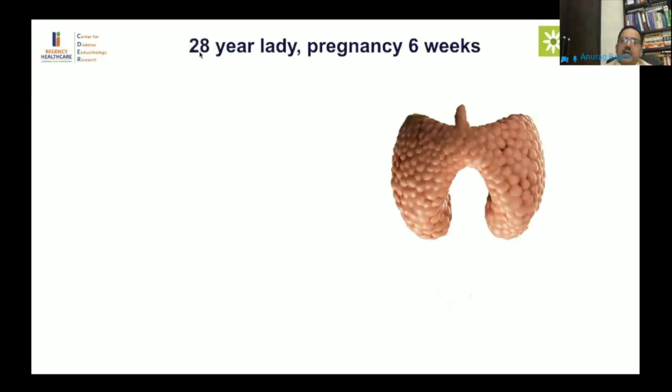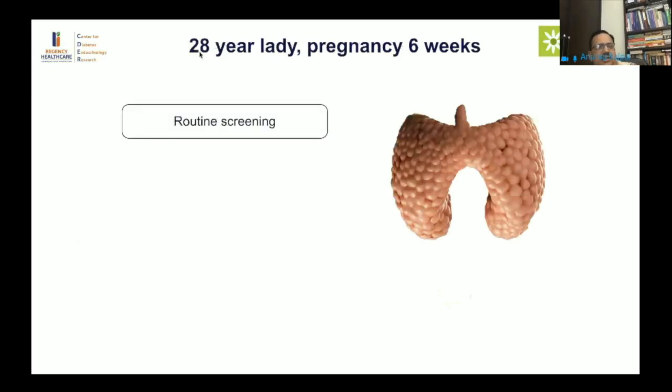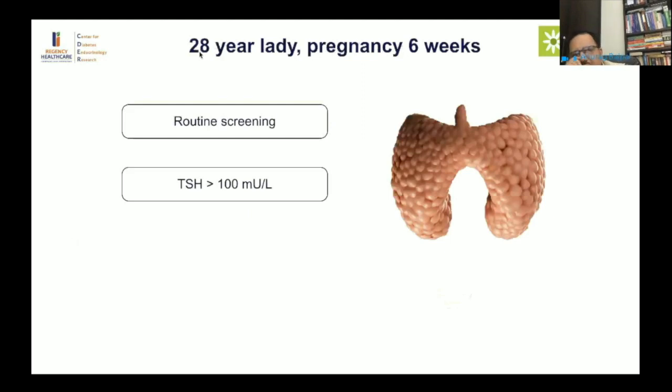So now we have a 28-year-old lady at 6 weeks of pregnancy, and on routine screening she was found to have a TSH of more than 100. She comes to you for counseling on whether she should continue the pregnancy or not. So what do you think? We can just have the chat options again in this perspective.